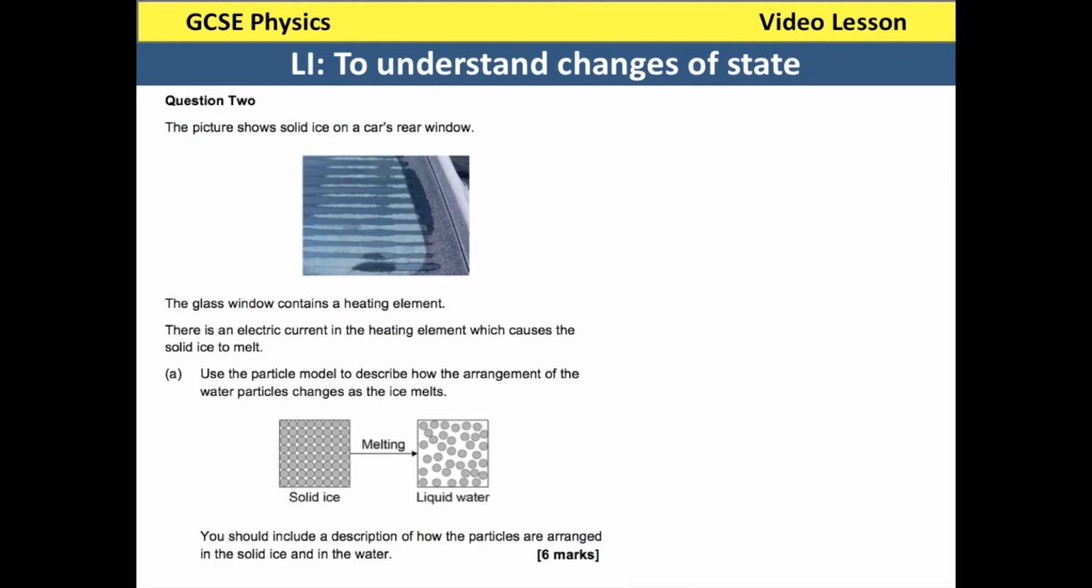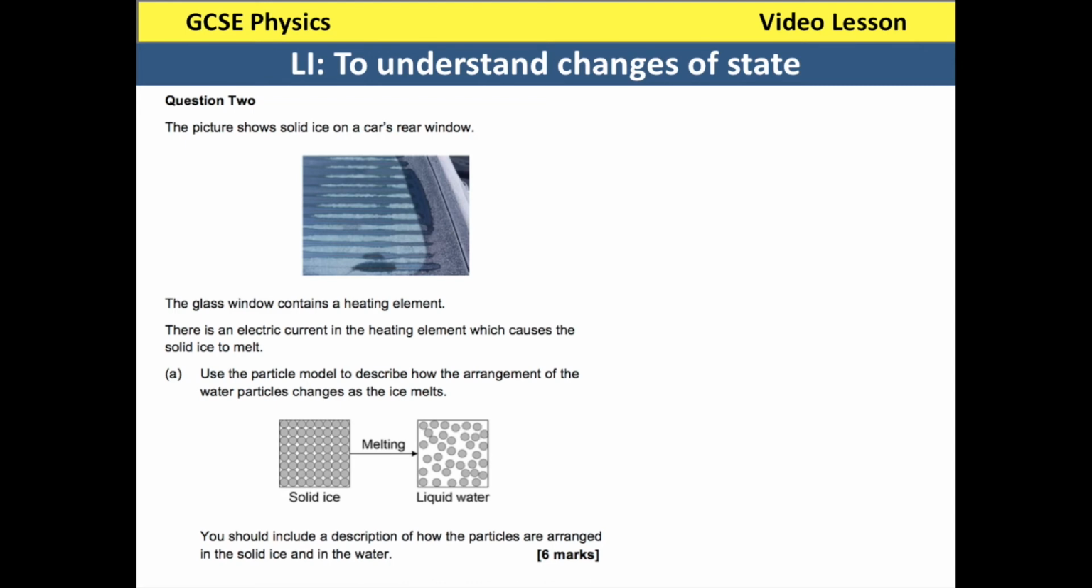Question 2. The picture shows solid ice on a car rear window. The glass window contains a heating element. There is an electric current in the heating element which causes the solid ice to melt. Part A. Use the particle model to describe how the arrangement of the water particles changes as the ice melts. In other words, as we go from being a solid to being a liquid, and they've included a diagram to support our answers as well.